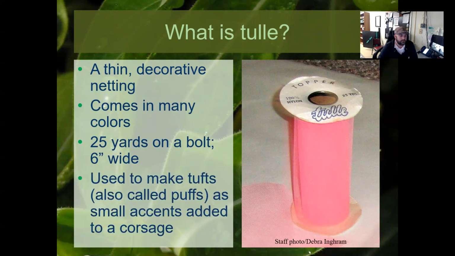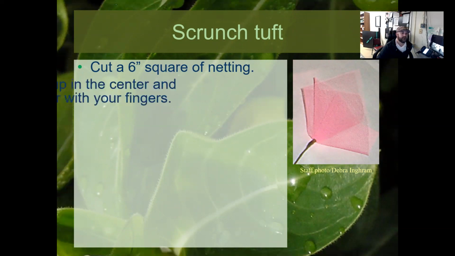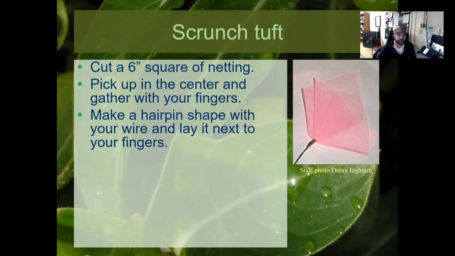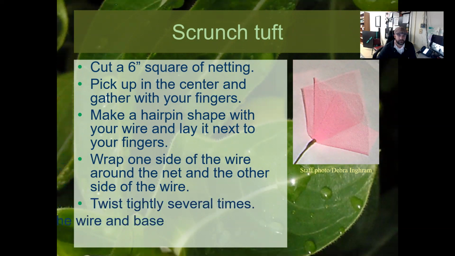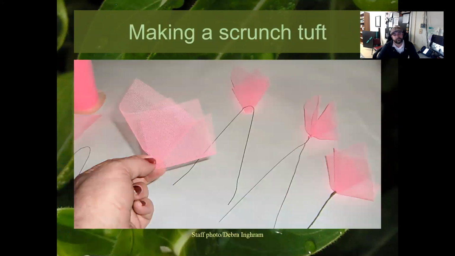and used to make tufts as small accents added to a corsage. So let's look at some different tufts. So we have a scrunch tuft. Cut a 6-inch square of netting, pick up the center and gather it with your fingers. Make a hairpin shape with your wire and lay it next to your fingers. Wrap one side of the wire around the net and other side of the wire. Twist lightly several times and floral tape the wire and base of the net.